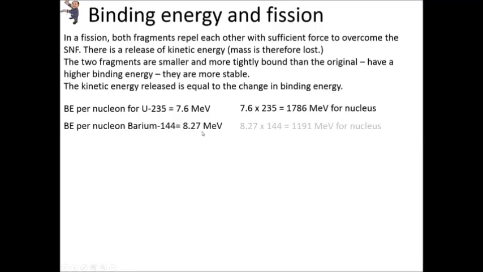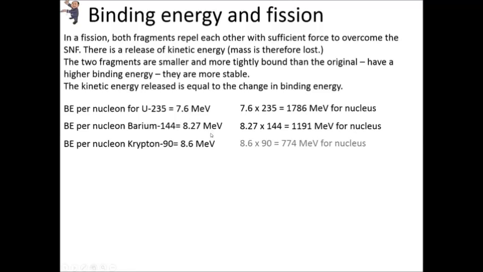Barium is 8.27, so again 144 times that. 144 nucleons gives us that for barium, and krypton 90 is 8.6. So you can see here, look, 7.6. The two products have got a higher binding energy than the uranium. This gives us 774 for the whole nucleus.